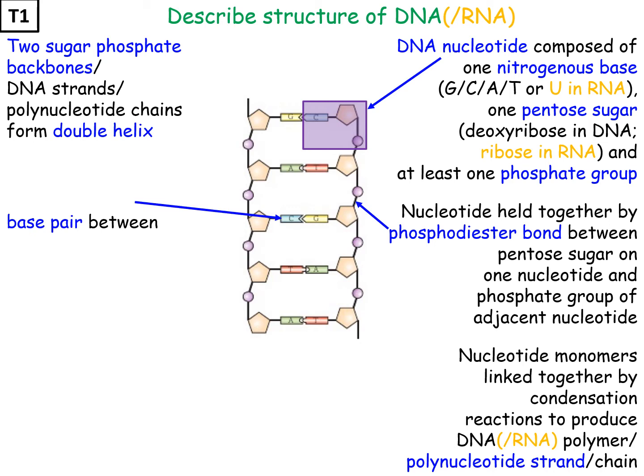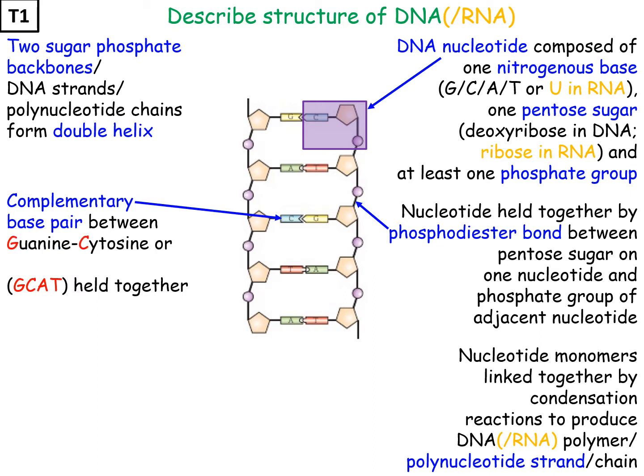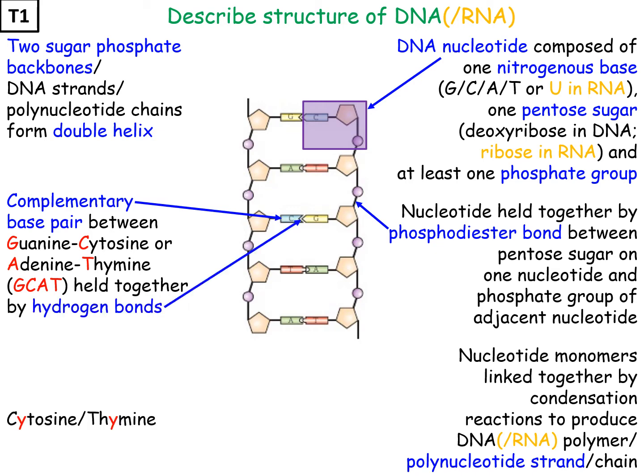And these backbones or chains are linked to each other because there is base pairing between nitrogenous bases that are complementary. So remembering GCAT, you can see that you've got guanine and cytosine that could complementary base pair with each other, and adenine and thymine can complementary base pair with each other. And these bonds between them are held together by hydrogen bonds.